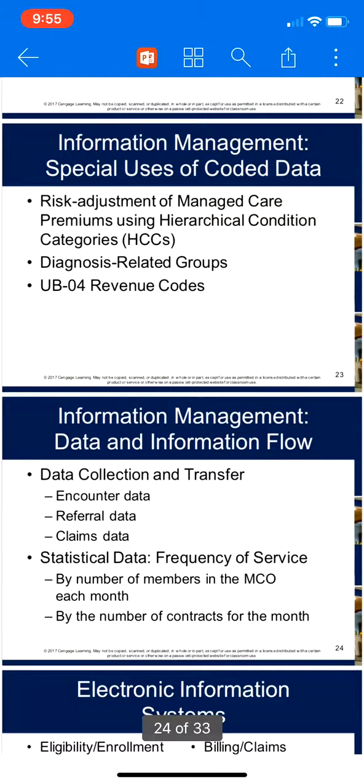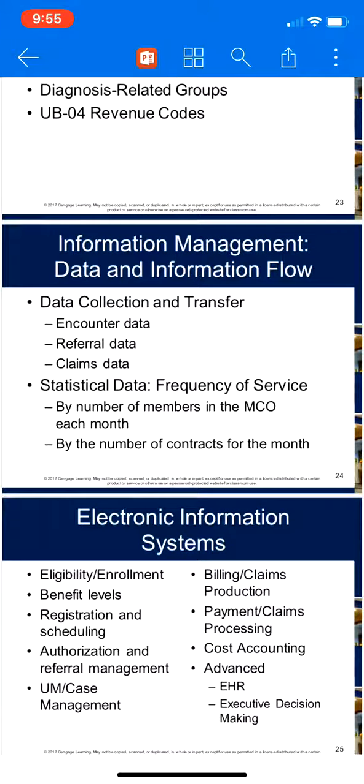All right, moving on to information management, data and information flow. So data are collected differently depending on the structure of the MCO. Staff model and group model HMOs are able to collect encounter data on the patients they see in their clinics. All types of HMOs are able to collect referral data after a referral has been issued, and all types of MCOs are able to collect claims data from providers requesting payment. So let's talk about these three different kinds of data: encounter data, referral data, and claims data.